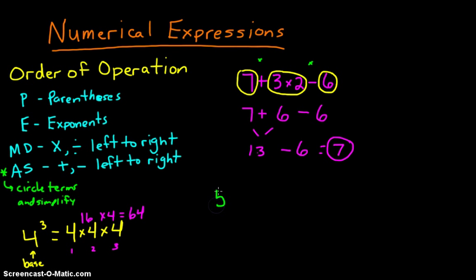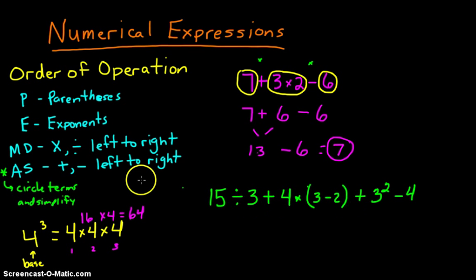Let's try 15 divided by 3 plus 4 times parentheses 3 minus 2, plus 3 squared minus 4. Okay, now, there's a lot of operations here. I included parentheses and I included exponents.